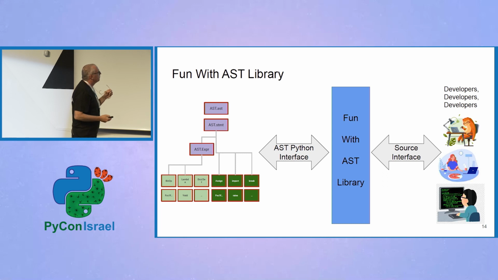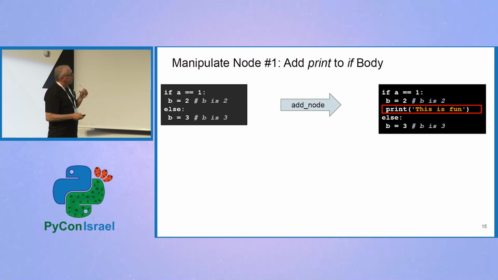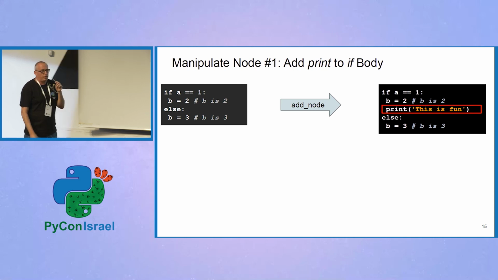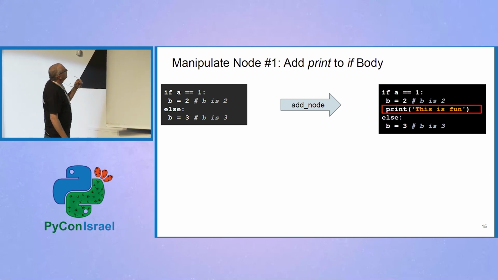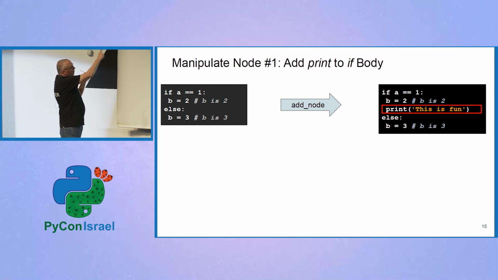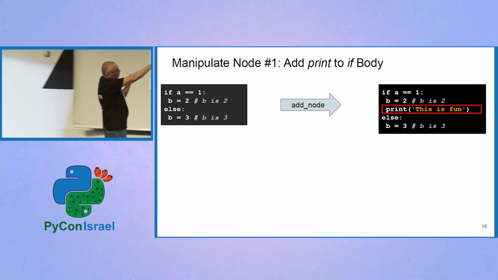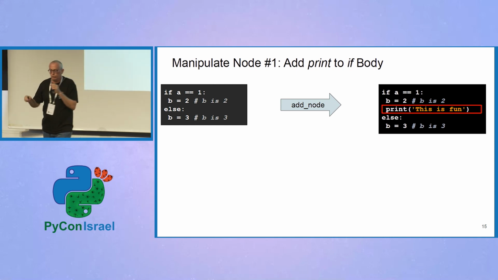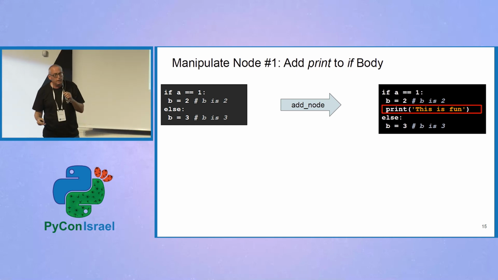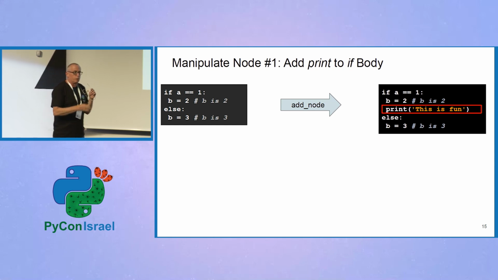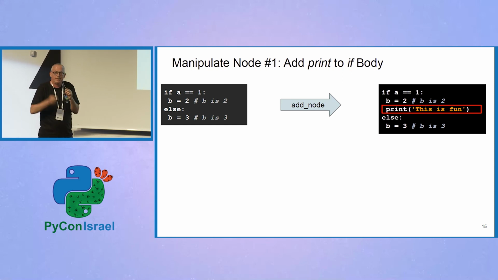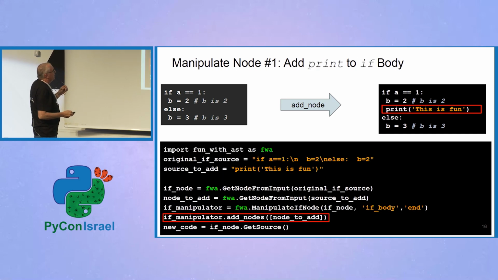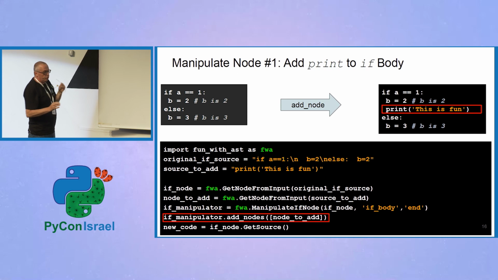For example, if you want to add an instruction to an if statement, the if statement on the left, and we want to add a node, the print, this is fun, in the if body. If you try to do that with the AST model, yes, you can. It will require a lot of work, a lot of understanding of the AST model of Python. However, with the Fun with AST library, this is all the code you need.